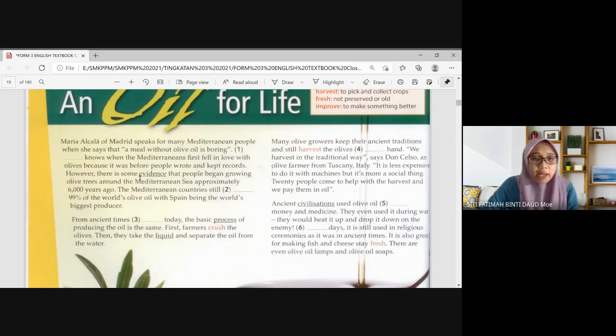However, there is some evidence, okay, bukti, that people began growing olive trees around the Mediterranean Sea approximately. Approximately means dalam kiraan anggaran 6,000 years ago. So, olive trees is 6,000 years ago. The Mediterranean countries still produce 99% of the world's olive oil, with Spain being the world's biggest producer. So, producer, the word here is pro? Produce. The Mediterranean countries still produce D.